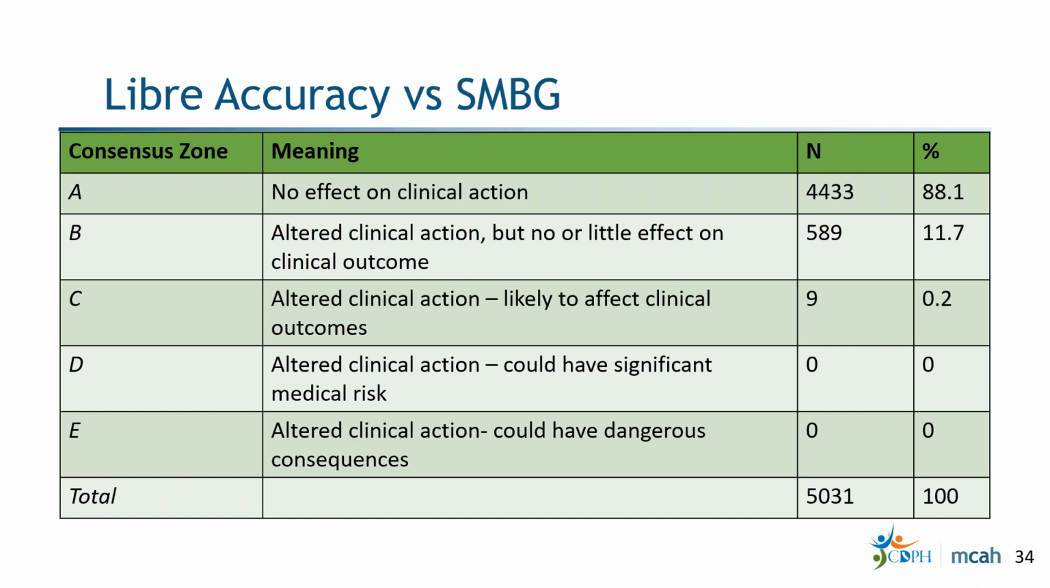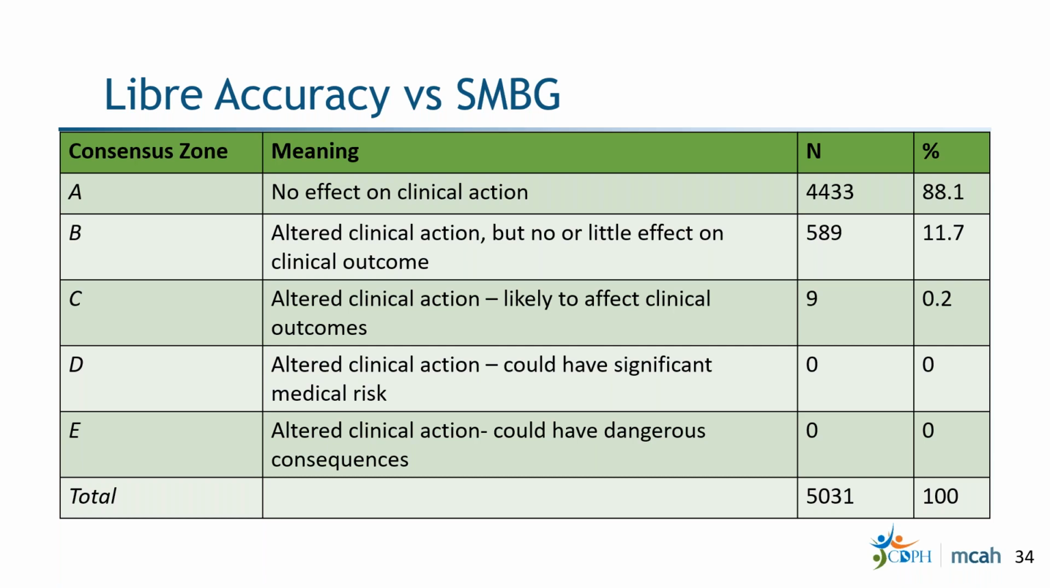This shows you, though, the consensus zones, and I just wanted to share what this means. So 88.1% of these readings being in zone A means there's no effect on clinical action. An example that comes to mind is a woman checks her fasting glucose, and the sensor says that it is 89, and maybe the finger stick says it is 84, right? Those are not the exact same. They're likely not going to be the exact same because one is interstitial fluid and one is capillary. But those are similar and they're not going to make changes in treatment.